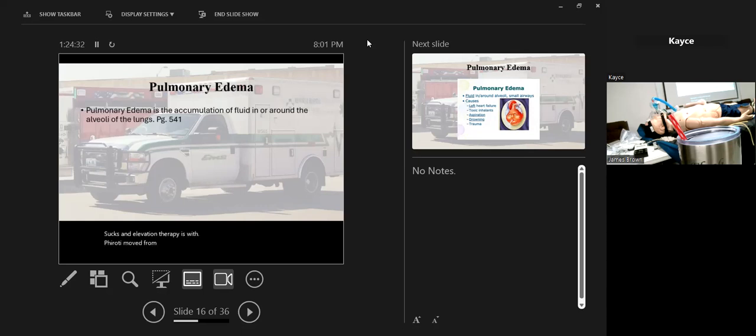Yeah. So right now we're talking about pulmonary edema. So left-sided heart failure leads to pulmonary edema. Okay.